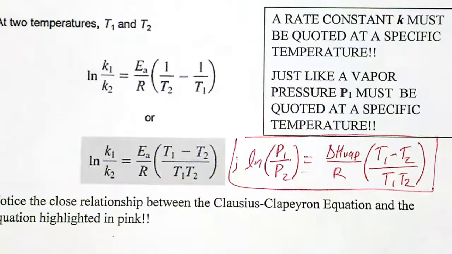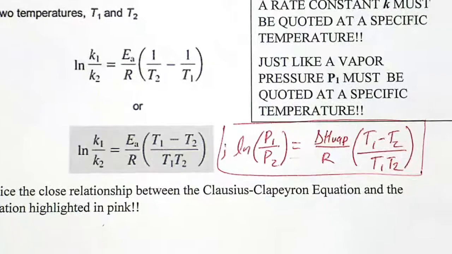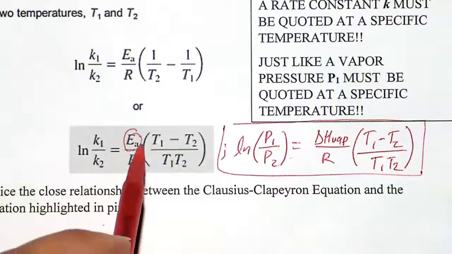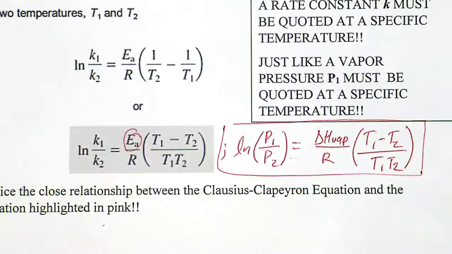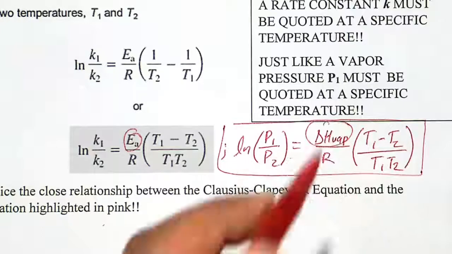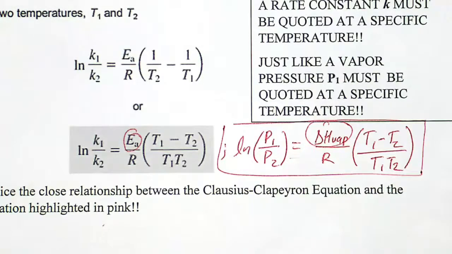So there's a lot of similarity in determining the rate constant relative to the temperature at which it's quoted. The same holds true with the vapor pressure and the temperature at which it is quoted. Notice also what binds together the rate constant with its temperature is the activation energy. And what binds together a vapor pressure with its temperature is the delta H of vaporization.